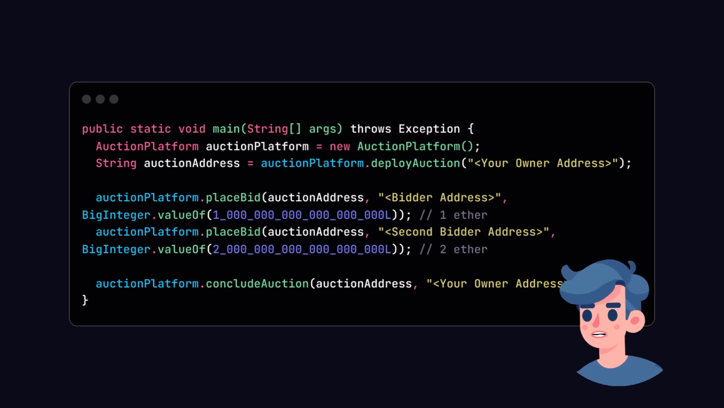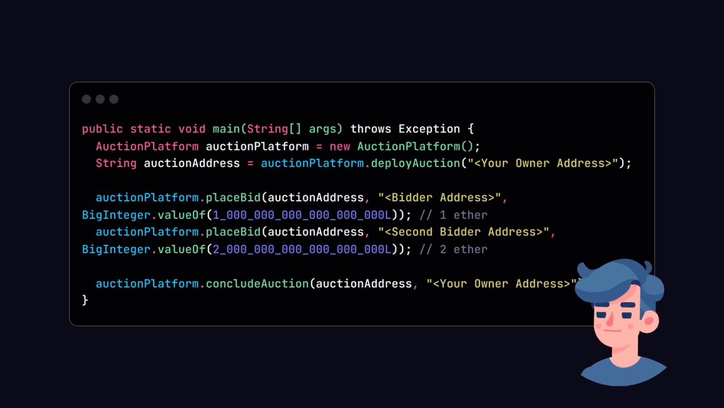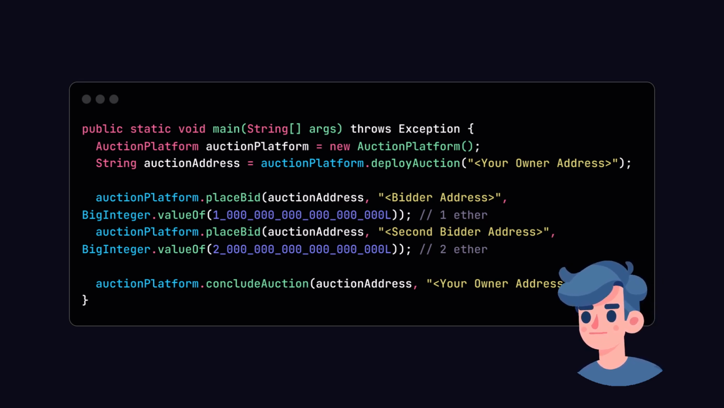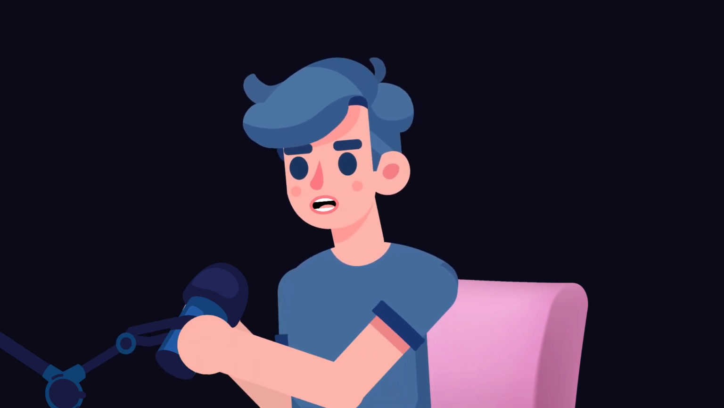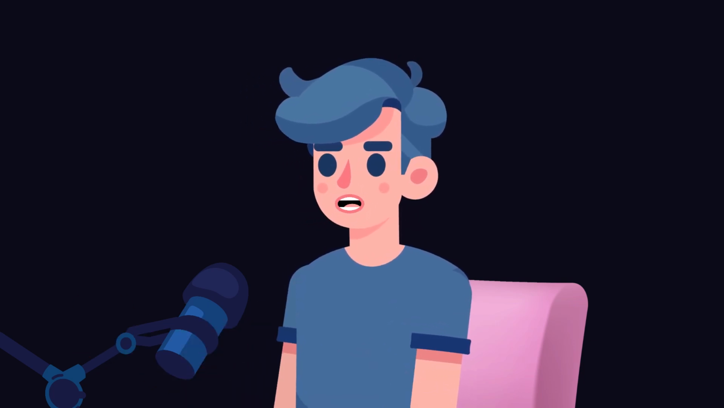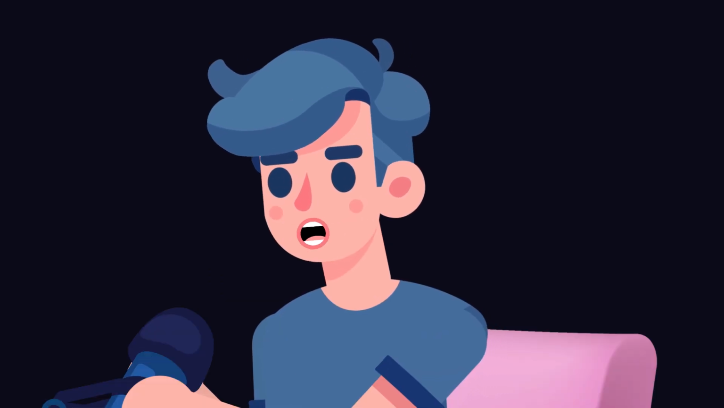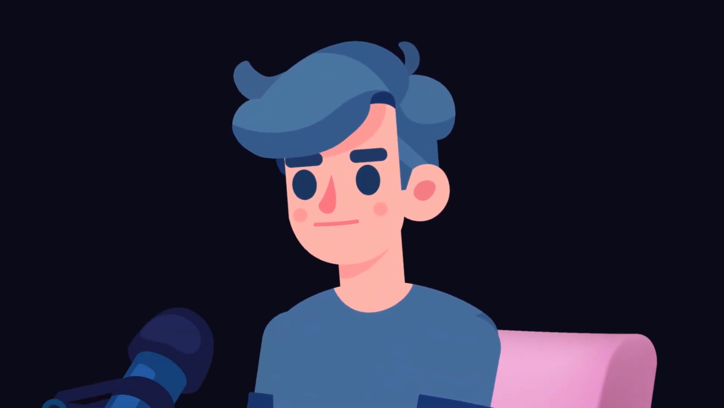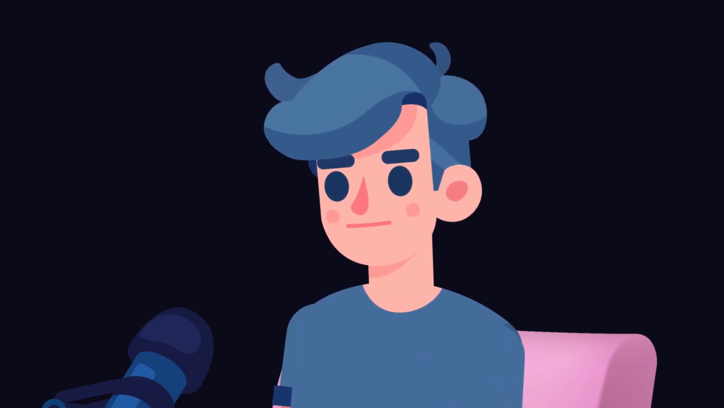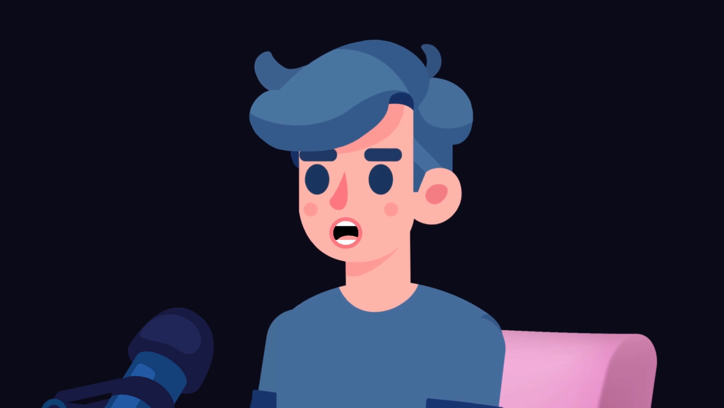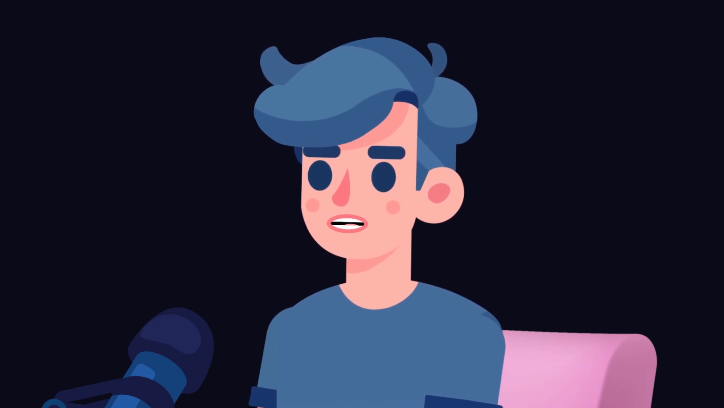With the core functionality in place, let's test our auction platform. Create a main method and include code to deploy an auction, make bids, and finally conclude the auction. Ensure you replace your owner address, bidder address, and second bidder address with the appropriate Ethereum addresses from Ganache. When you run your program, it will deploy your auction contract, simulate 2 bids, and allow the owner to conclude the auction appropriately. Congratulations! You've just built a basic blockchain-based auction platform using Ethereum and Java.